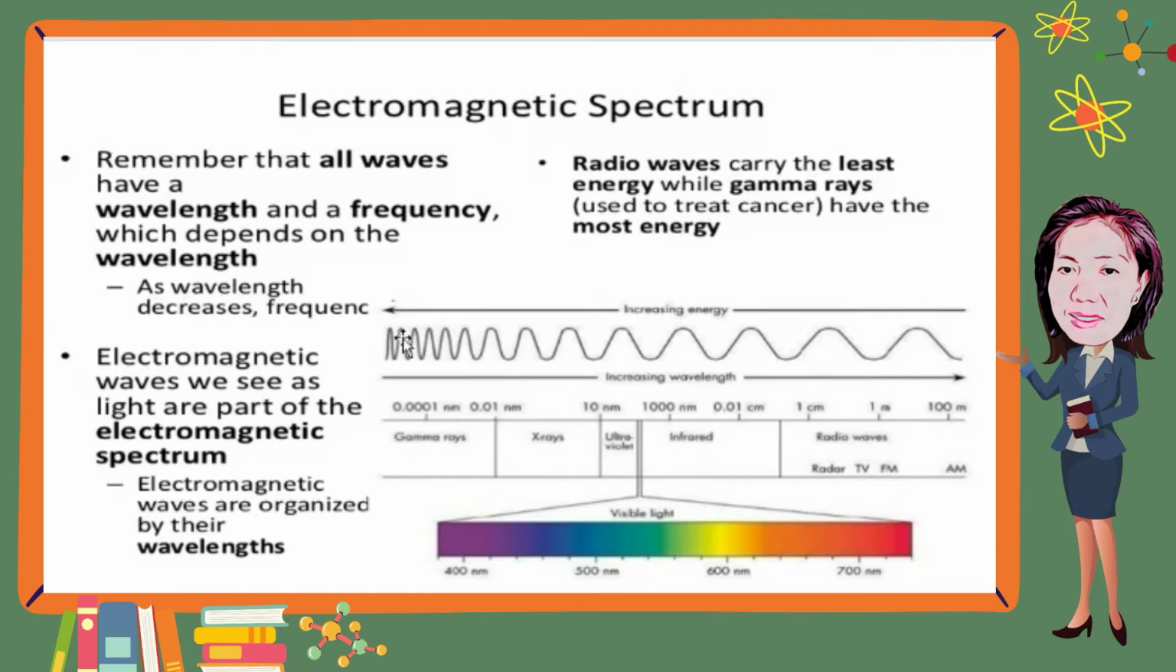Okay, so therefore we can say that the color that has a longer wavelength will have lesser frequencies. Whereas the color with shortest wavelength, we can say that more frequencies in color violet.